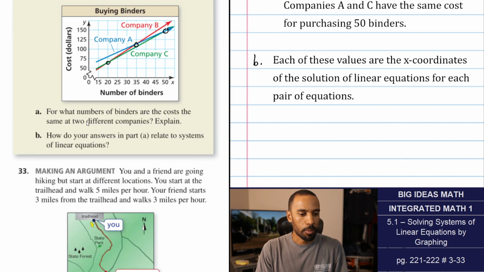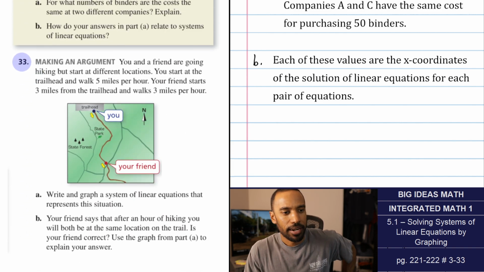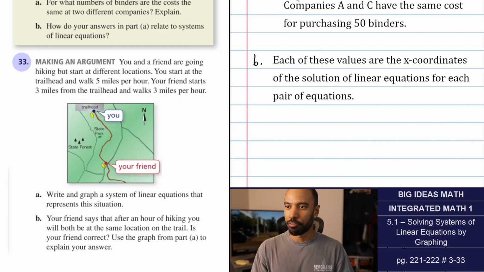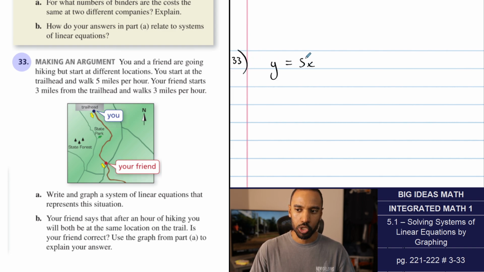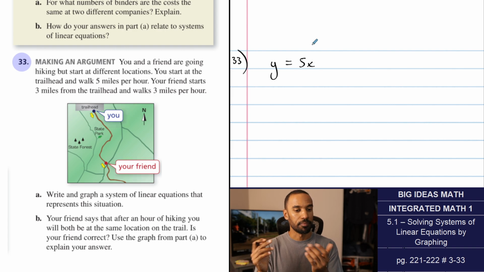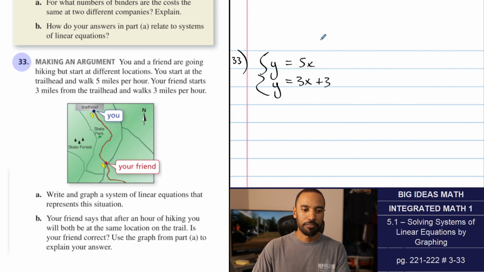All right, the last question is number 33, making an argument. You and a friend are going hiking but start at different locations. You start at the trailhead and walk 5 miles per hour. So I'm guessing my equation is y equals 5x. If we're all about systems, I start at the trailhead, that means that's the beginning. Your friend starts 3 miles from the trailhead and walks 3 miles per hour. 3 miles per hour times the number of hours plus 3 miles ahead. Boom, there's my system.